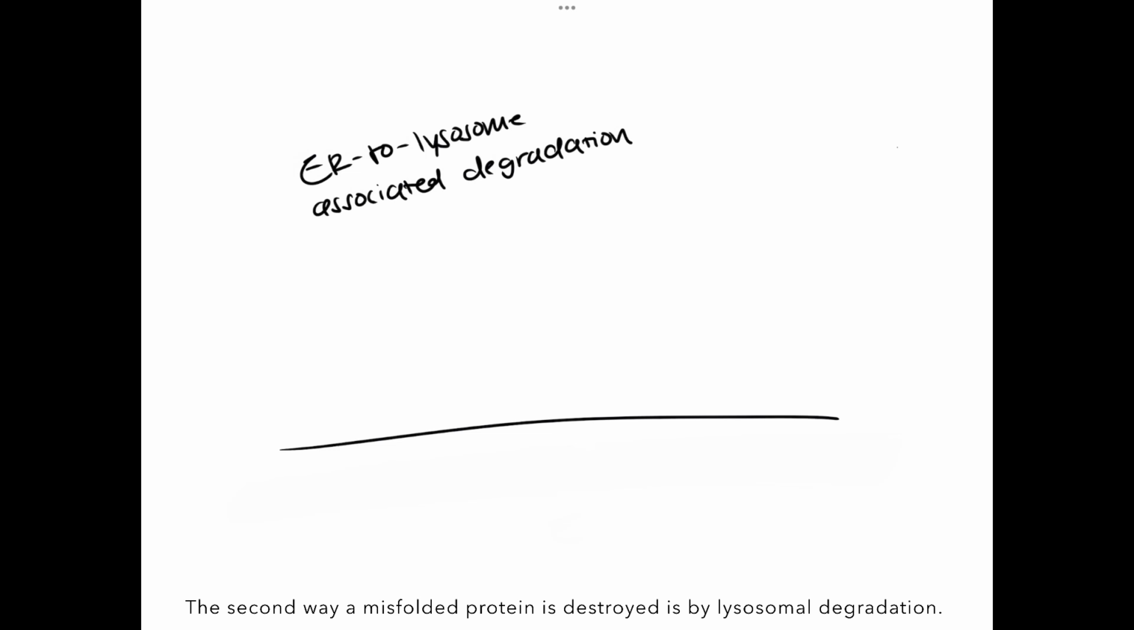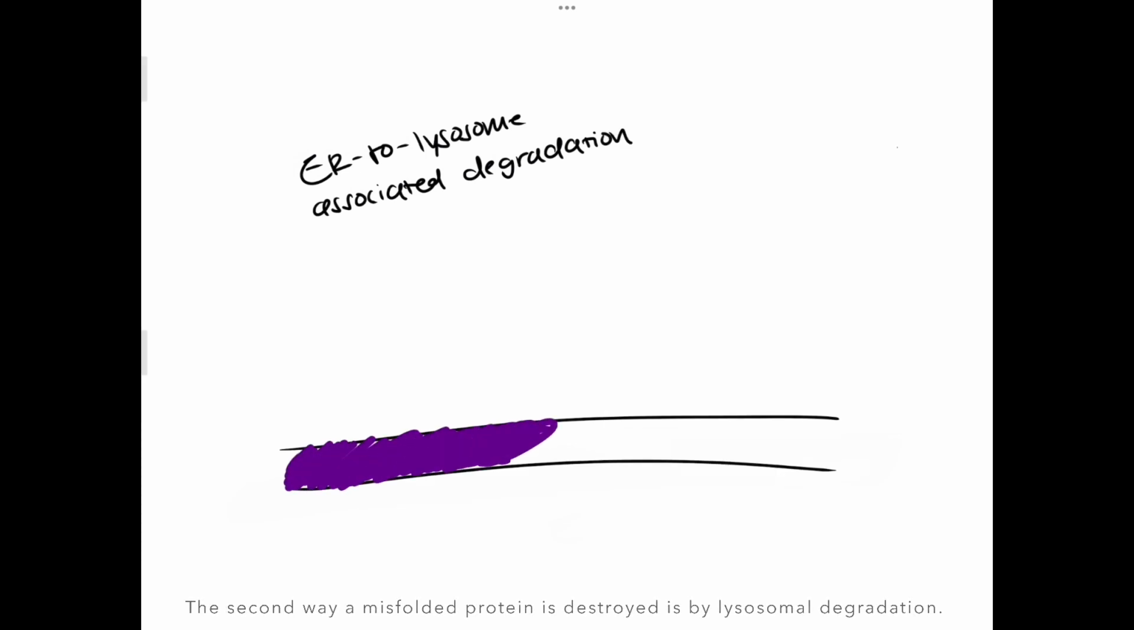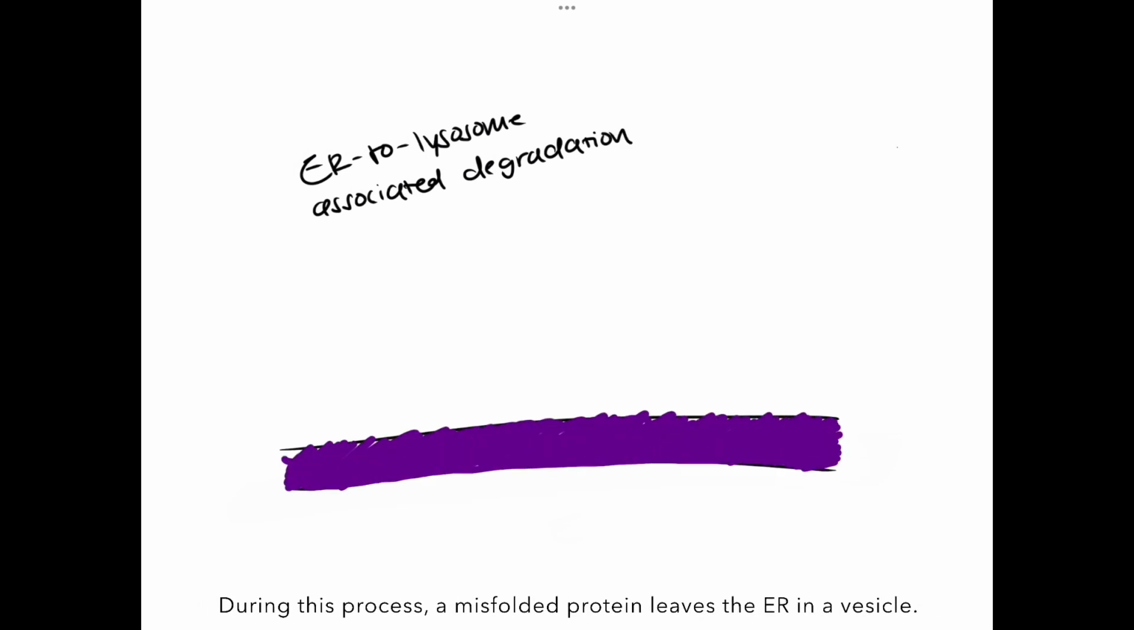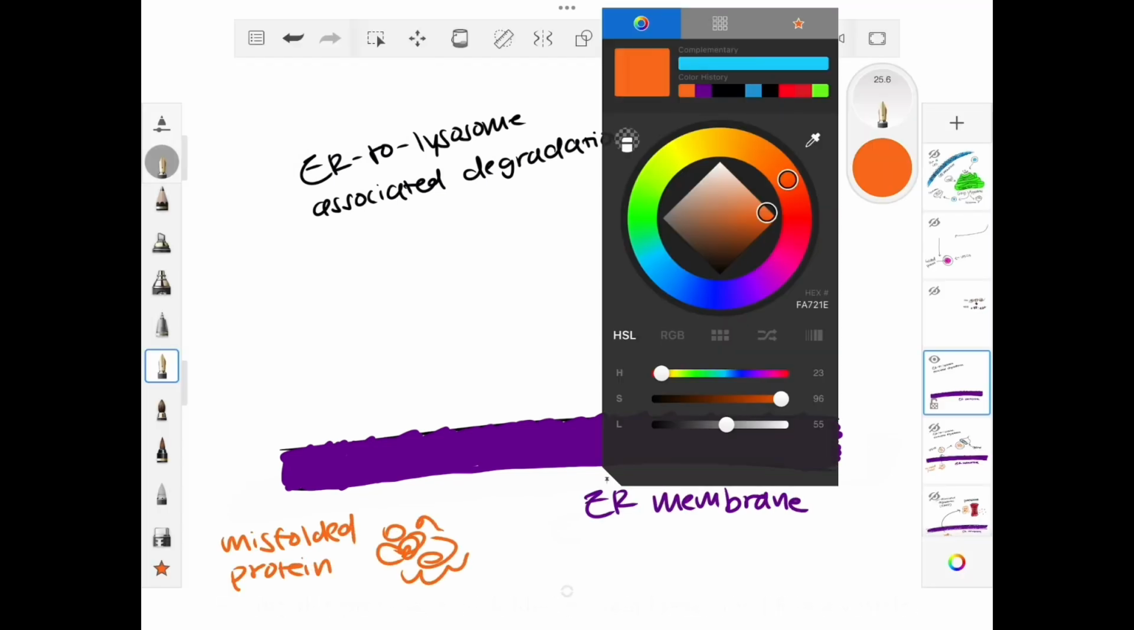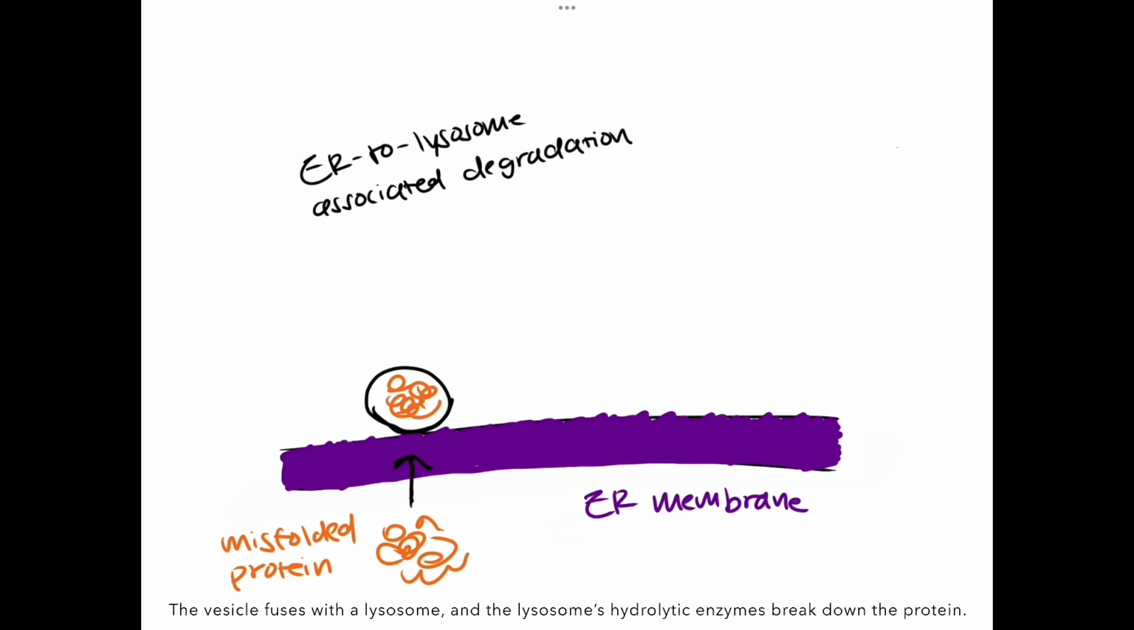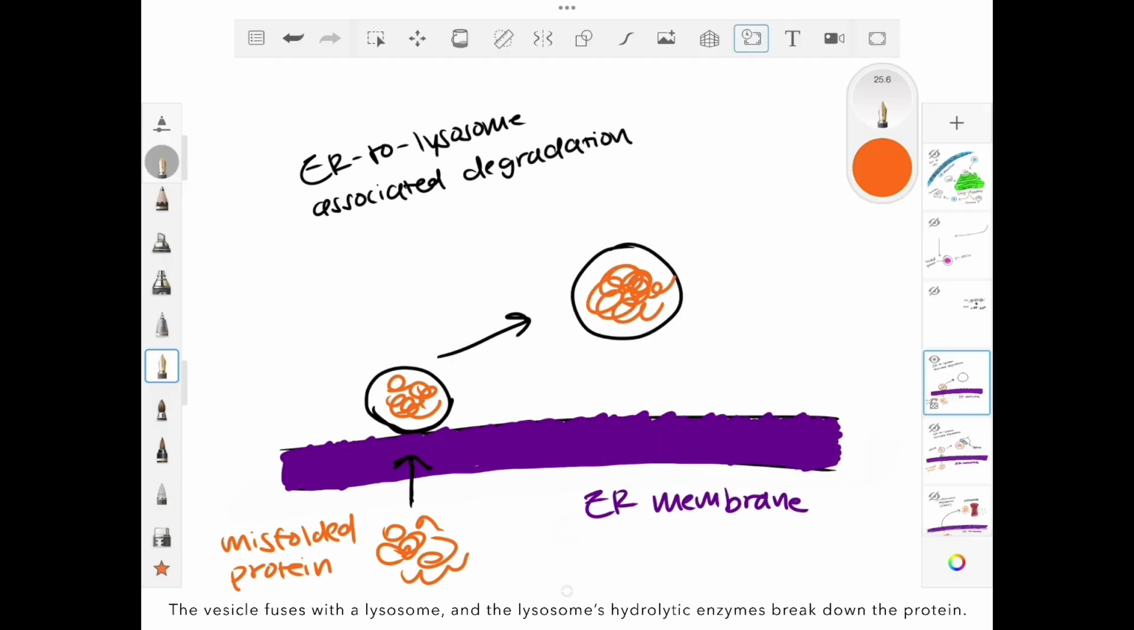The second way a protein can be destroyed is by lysosomal degradation. During this process, a misfolded protein leaves the ER in a vesicle. The vesicle fuses with the lysosome, and the lysosome's hydrolytic enzymes break down the protein.